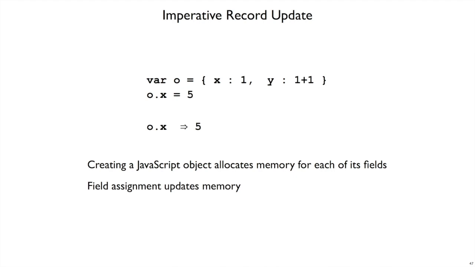So for this to work, we know that involves state, and we know that state involves allocating memory at some point. So one way we can think about it, the model that we're going to use, is that when you create an object in JavaScript, it's allocating memory for each of the individual fields. And that way, when you update a field, then there's some memory that you can change. You can change the value in that memory.